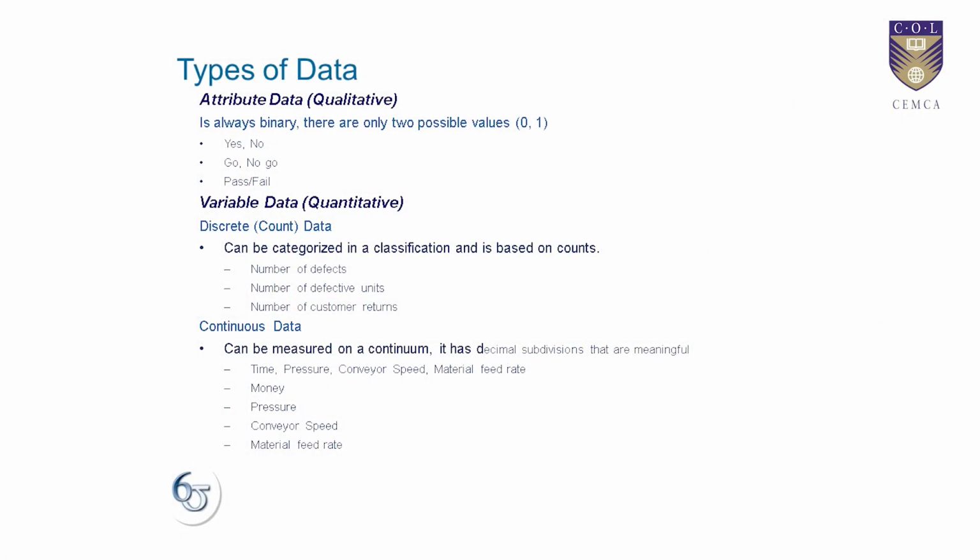If you see in this slide, we're talking about some more examples of types of data. For example, the attribute or the qualitative data that we are talking about here. So yes, no, go, no go. It's called binary type of data here. And the quantitative type of data is what we are talking about here, which has a measuring scale and unit. Some examples can be money, pressure, conveyor speed, material feed rate, time, and all that. That's all continuous type of data because it has a measuring scale and a unit.